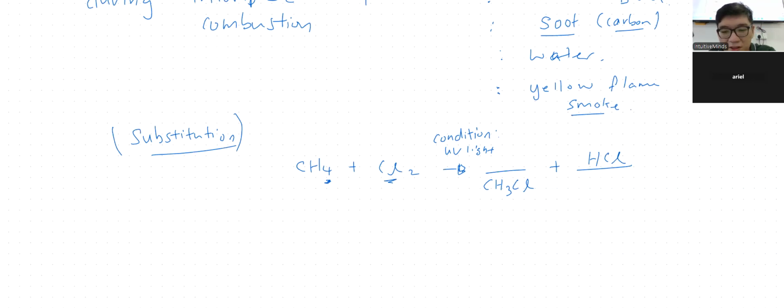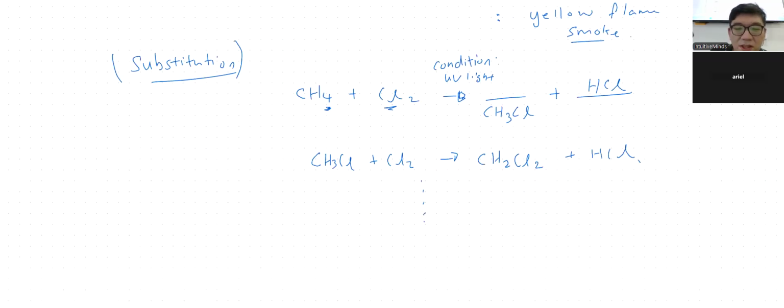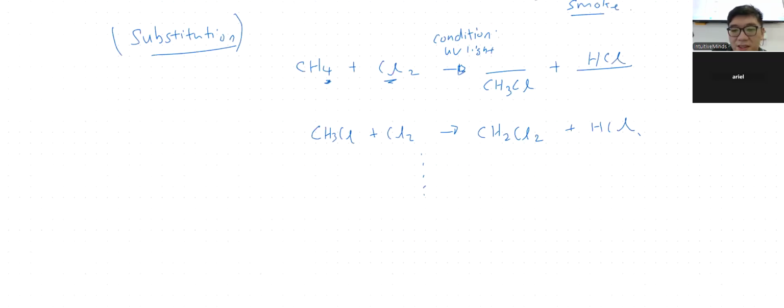Now, taking note that this process can continue again. If there's more chlorine, another H will be substituted. And then you'll get this. So the process can repeat itself, provided you have enough chlorine gas. The final product will give you carbon tetrachloride.